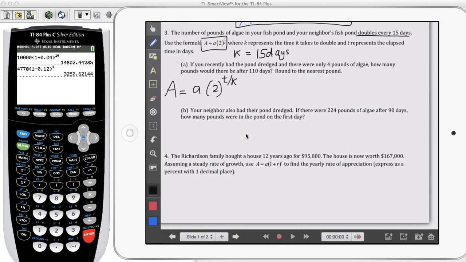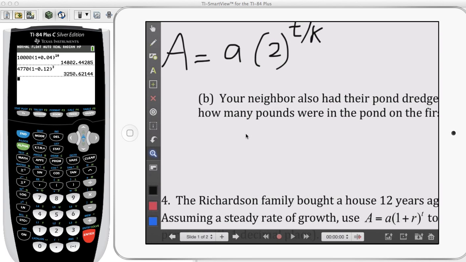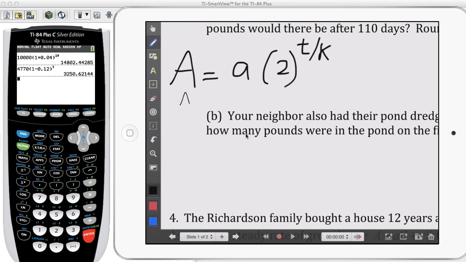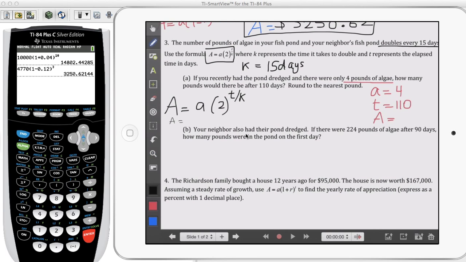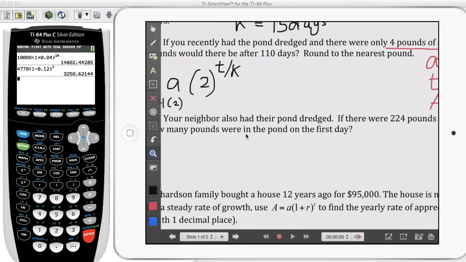And then if I recently have 4 pounds in my pond, how many pounds will I have after 110 days? So they gave me the initial amount, and they gave me the t, which is 110, and they want the final amount. So you just plug in the numbers. The initial amount is going to be 4, times 2, to the power t, which is 110 over 15.